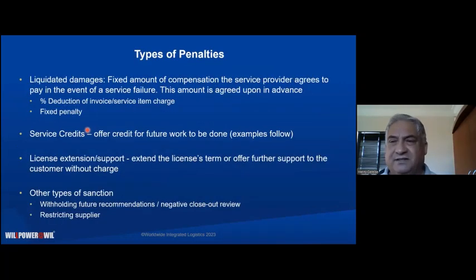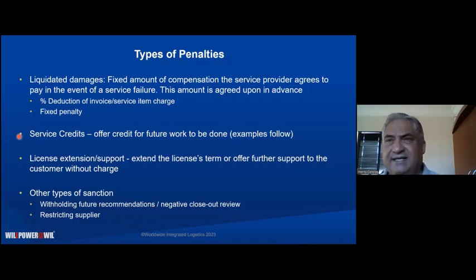Now, what type of penalties do we get? There are different types. As I said already, they essentially all come back to monetary at the end of the day, but they don't have to be monetary. So the one that's monetary is what they typically call liquidated damages. So you'll say we're going to deduct 2% of your monthly invoice amount. Or it might be we're going to deduct 2,000 rand per event. So it's a fixed penalty. So those are monetary.